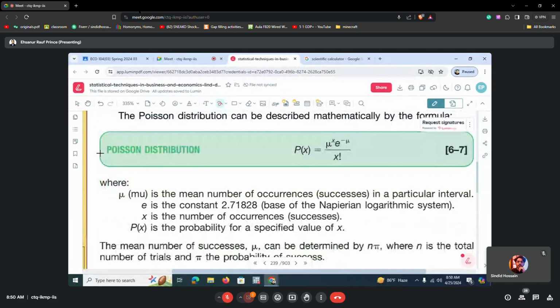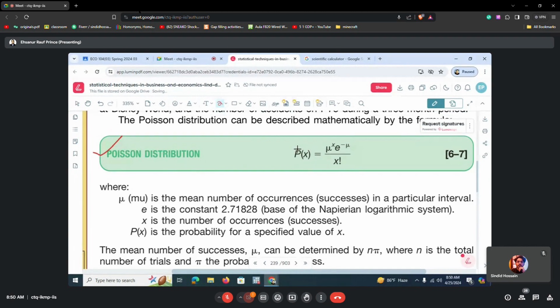But like the binomial distribution, we have to see the formula of Poisson. This is the formula of the Poisson distribution. Please write the formula: P(x) equals mu to the power x into e to the power minus mu, divided by x factorial. Write it down.